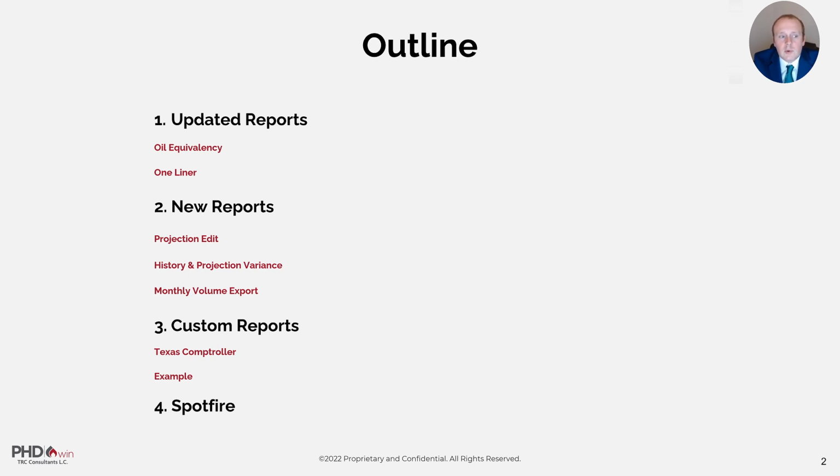For new reports, I'm going to go over the projection edit, which, yes, we had last time, but this time I'm going to show you how to run it, edit the data once it's run, and then re-import it back into the program. And then I'm going to show our two new reports, which is the history projection variance, along with the monthly volume export.